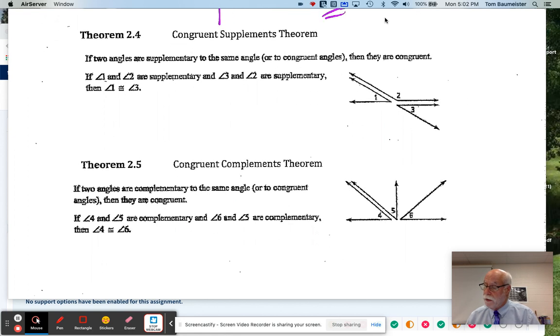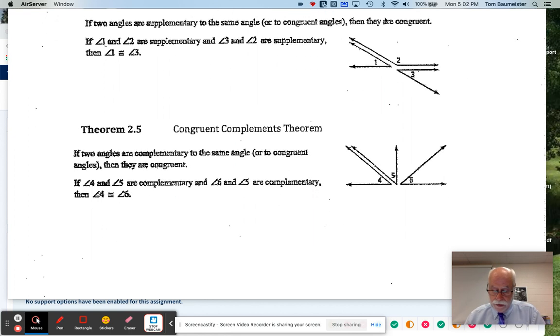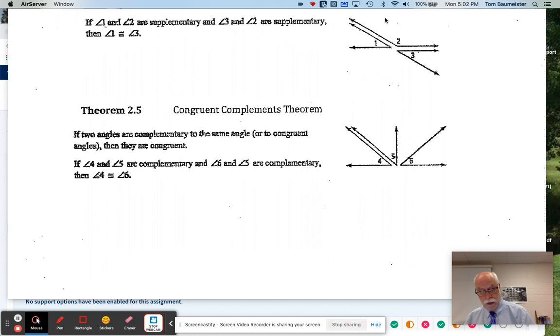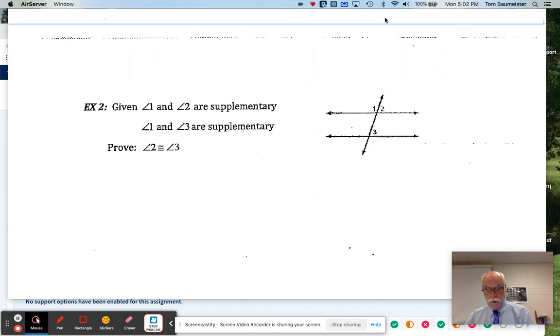That's the congruent supplements theorem. The other one states the same. The congruent complements theorem: if two angles are complementary to the same angle or to congruent angles, then they are congruent. Again, on this one here, same deal. If 4 and 5 are complementary, that means that they add up to 90 degrees. And 5 and 6 are complementary, which means that they add up to 90 degrees. Again, these two kind of go together, and then these two kind of go together. So if we subtracted that angle 5 there, we would then get that angle 4 is congruent to angle 6. So that's what those two theorems are stating.